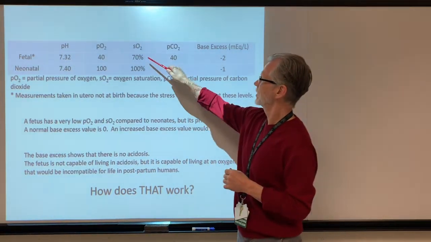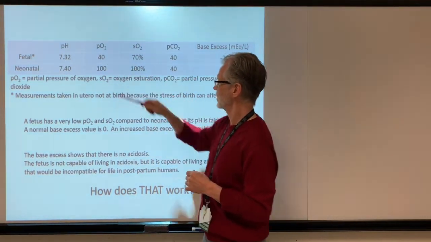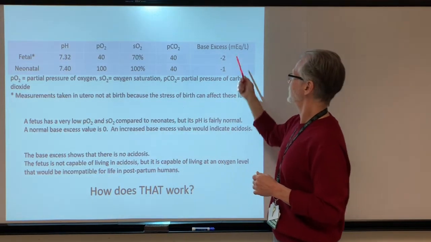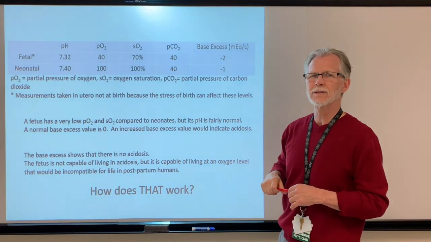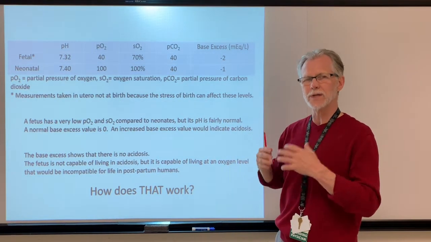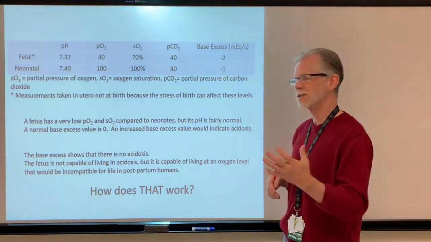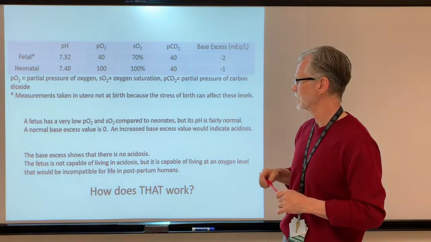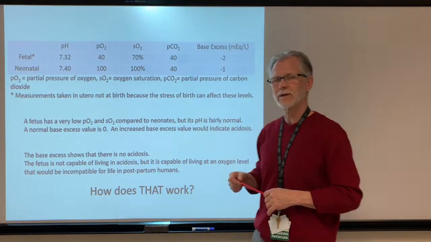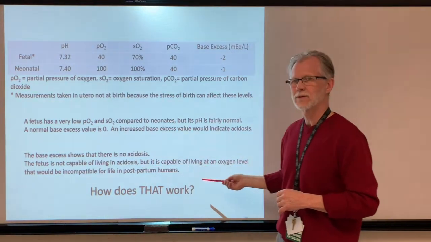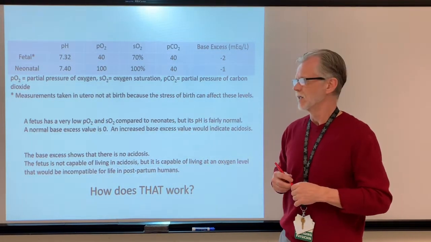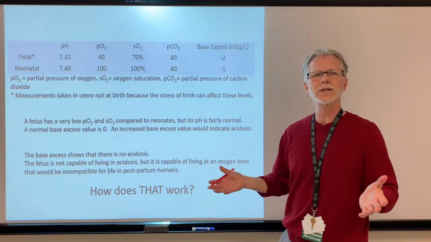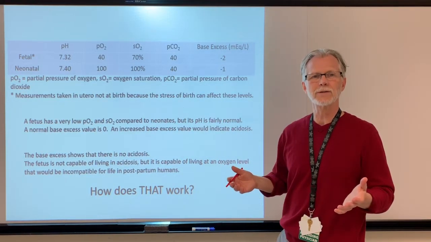So even though the saturation is low and the PO2 is really low, the base excess shows that this fetus is not producing products of anaerobic metabolism. It's not dumping acid into its circulation. And of course, the fetus doesn't have any extra protection against that. It has the same kind of tissues and metabolism that adults have.